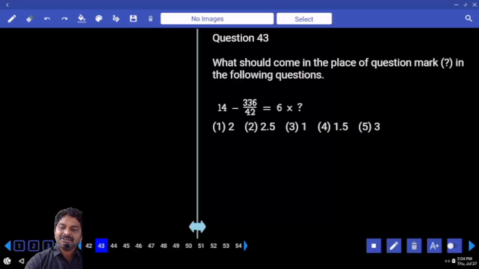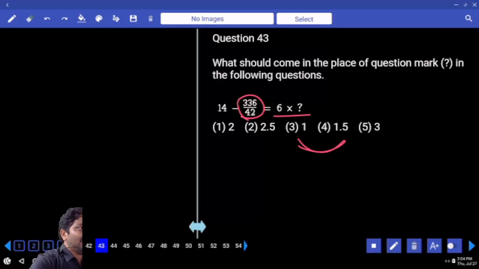See, because of these two options I have gone for cancellation. Otherwise directly I can do it. From 14 you know that you are subtracting something. That is a 6 multiple. How many 6 multiples are there less than 12, less than 14? So two options are possible. It cannot be 2 also.